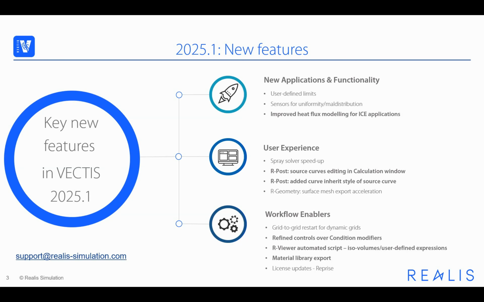The RViewer automation script that was introduced in the 2024.2 release has been extended to support additional options such as ISO volumes and user-defined expressions, thereby opening the possibility of more detailed and complex visualization. Seamless cooperation within teams is also a core focus at Realis Simulation, and the 2025.1 release introduces the possibility of exporting the session materials to a new library, potentially in a shared location, enabling easy access and reuse across organizations.